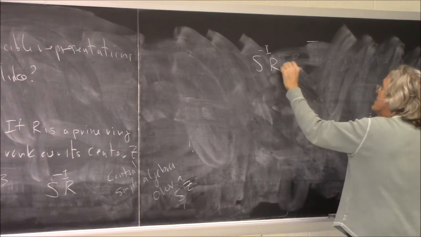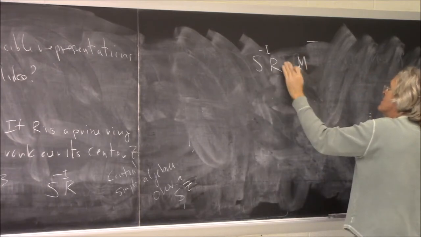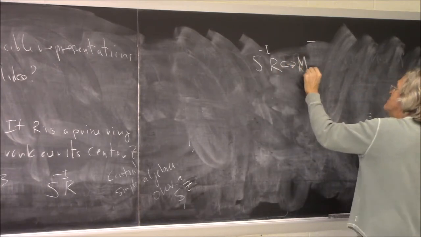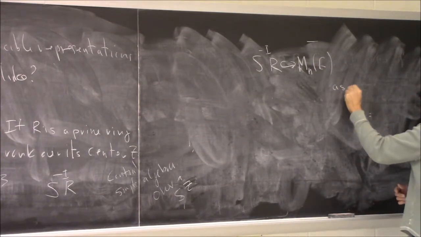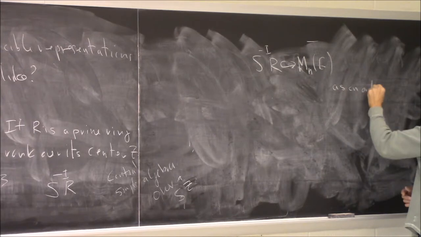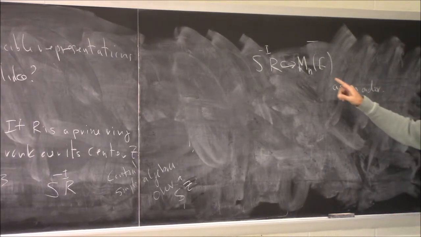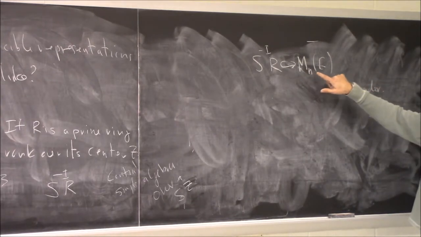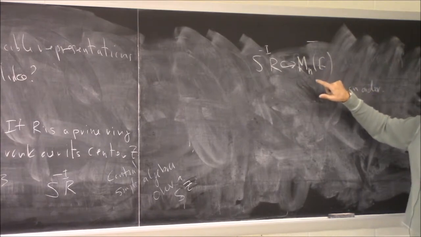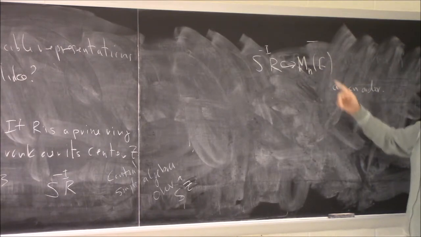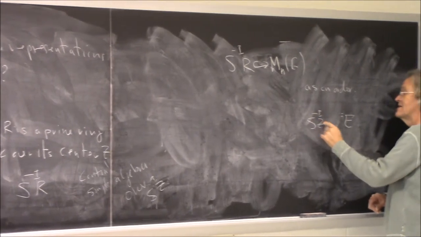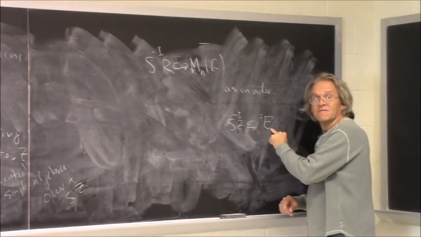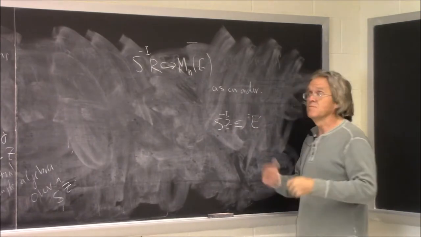And so then S inverse of R is embedded in M_n of E as an order. And what it means to be embedded as an order is that, once, what is E? It's a finite extension of this field. That's a field, and that's a field. It's a finite extension. So it's a splitting field.